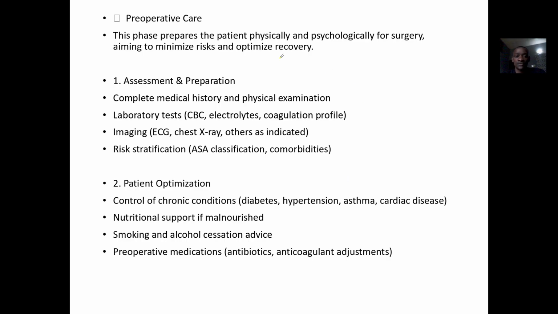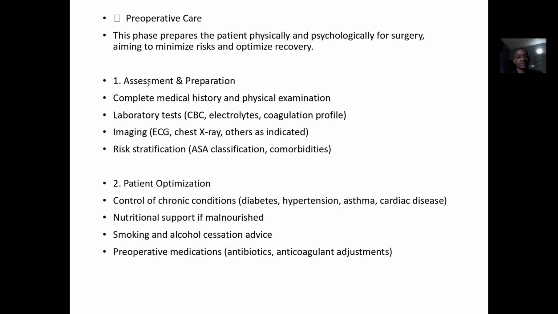So preoperative care, we said that in this phase you are trying to prepare the patient physically and psychologically for a surgery that is going to take place. So you are preparing them because you want to minimize any risks and you want to make sure that the outcome is superb. Okay, then first of all, you assess them, you take their medical history, you do a physical examination, you do all the necessary laboratory tests, you do imaging, everything. You are trying to document and be 100% sure that this surgery I'm going in for will of course be effective.